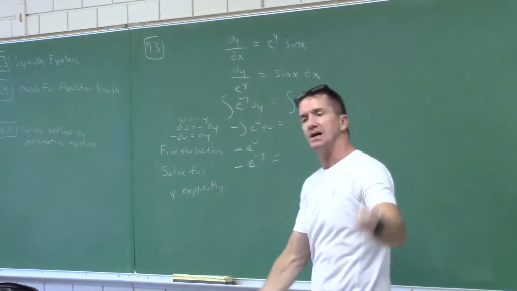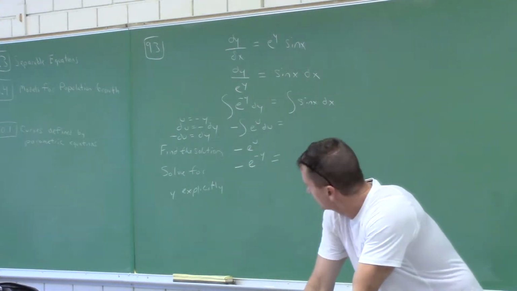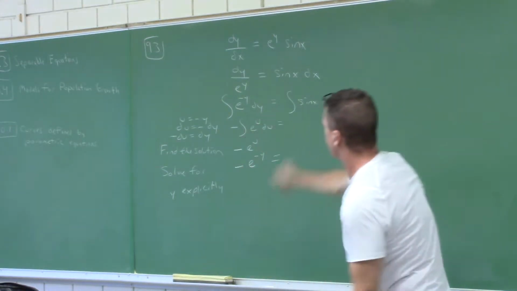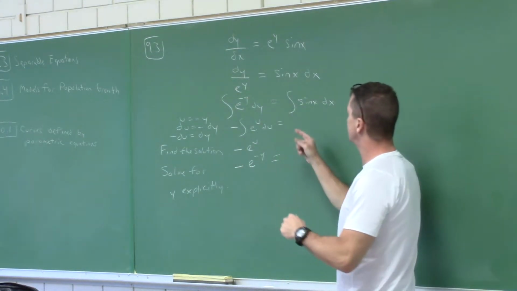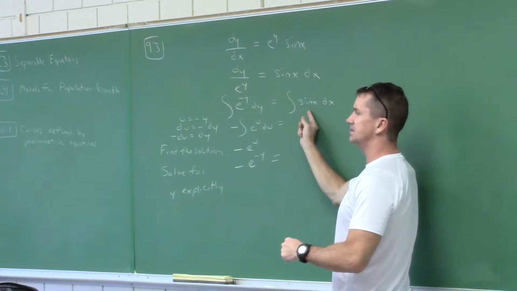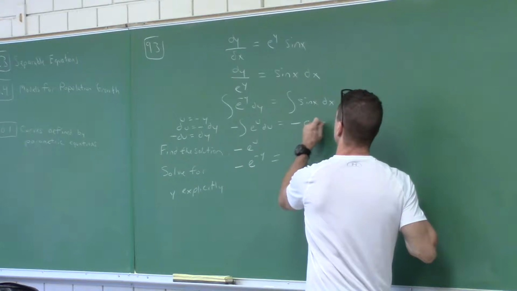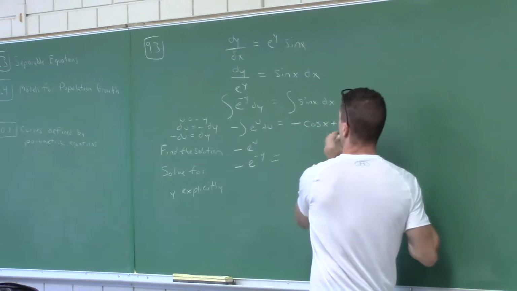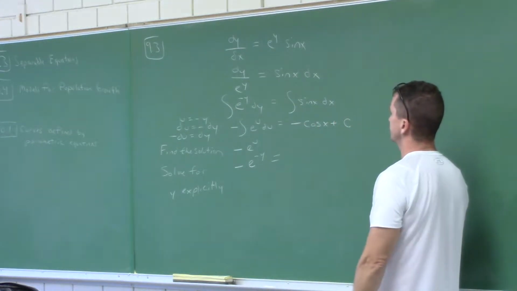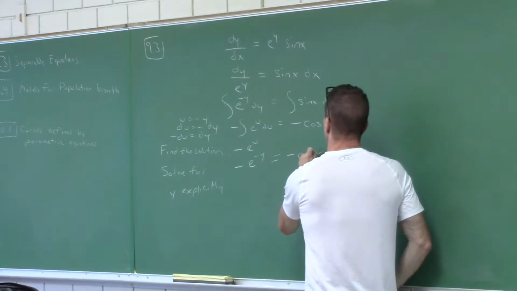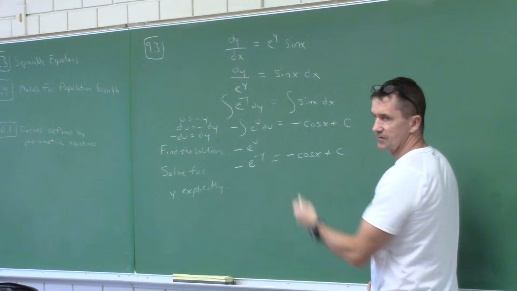We'll just put the plus constant on the right. Is that okay with the left side? I know you're going to find the right side a lot easier. Integral of sine: positive or negative cos? Negative cos. There, I'll put the plus constant. And I'll write it again. So now it just comes down to us solving for y explicitly.